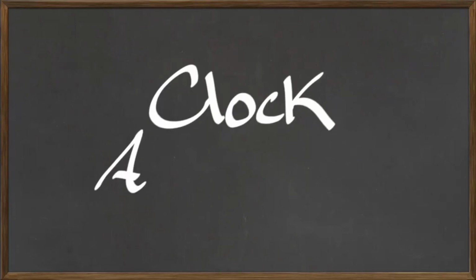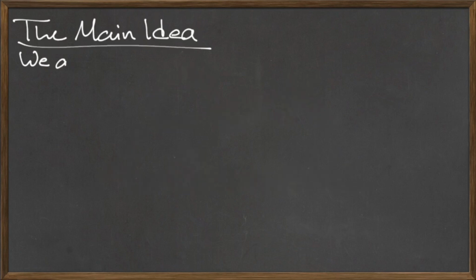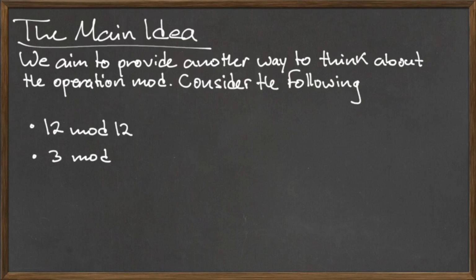In this video, we will examine the concept of clock arithmetic. Clock arithmetic is an easy and familiar way to visualize the concept of mods and remainders. To illustrate this, consider the following example, where we are asked to compute 4 different values, all mod 12.